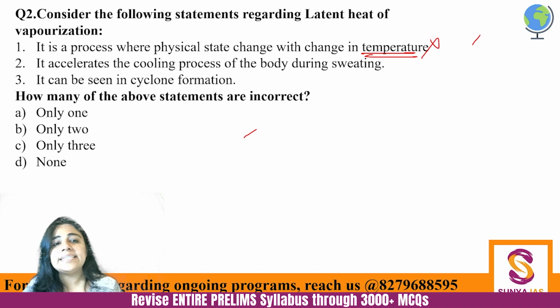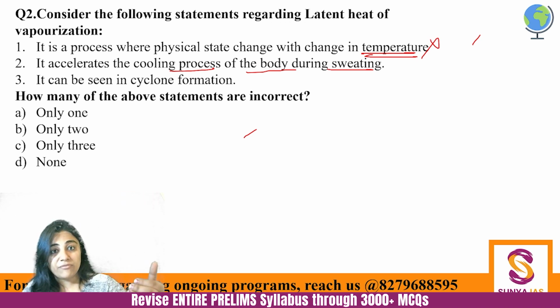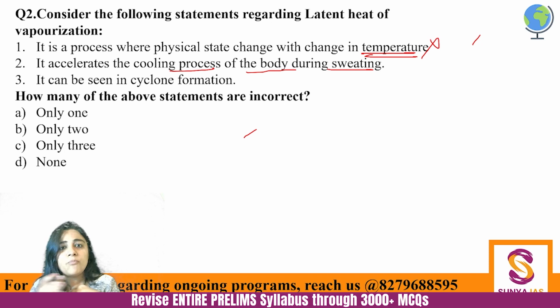And latent heat accelerates the cooling process of the body during sweating. Just try to understand this. You are exercising, you are profusely sweating, and that sweat keeps on evaporating. When that sweat evaporates, your body feels cooler, right? And that's why the latent heat of vaporization, the heat is coming from your body, and that latent heat is actually helping you to cool down during sweating. So even the second one is correct. Then third, it can be seen in cyclone formation.